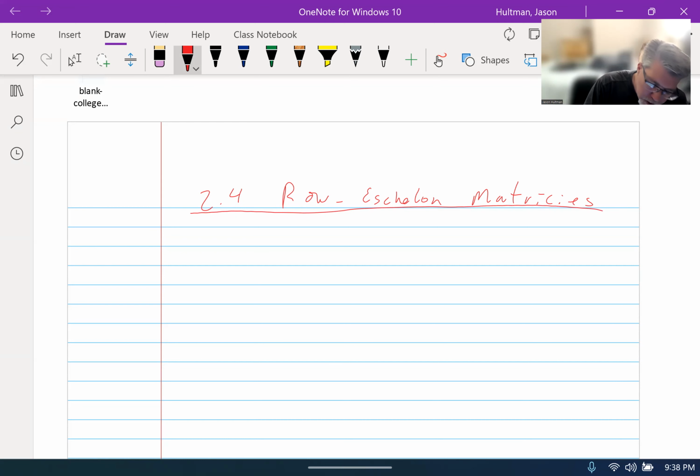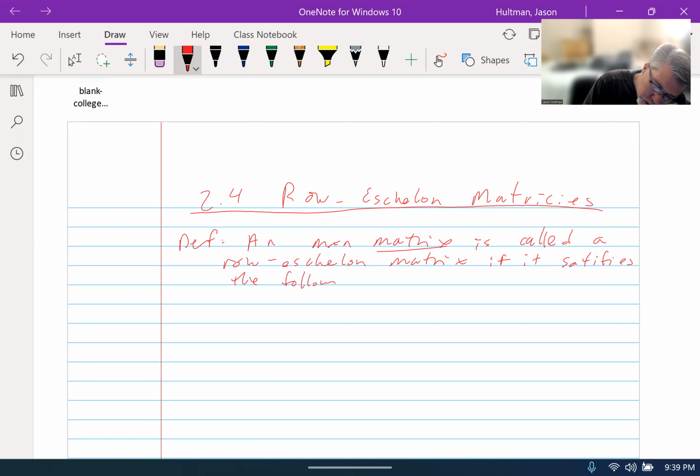Okay, definition. An n by n matrix is called a row echelon matrix if it satisfies the following three conditions.